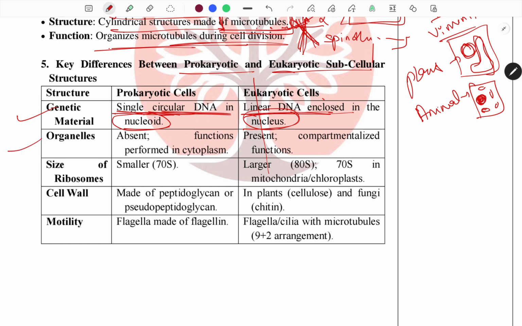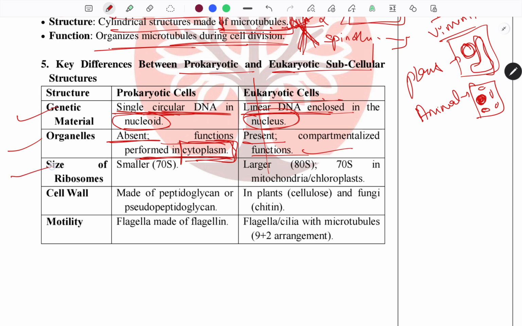If you are talking about the organelles present in both cells, in prokaryotic cells the different organelles are absent, and the functions of these organelles are performed in the cytoplasm. There are no separate organelles or compartments to do these metabolic activities; it is all done in the cytoplasm in prokaryotes. In eukaryotes, different organelles are present, and compartmentalized functions happen there.